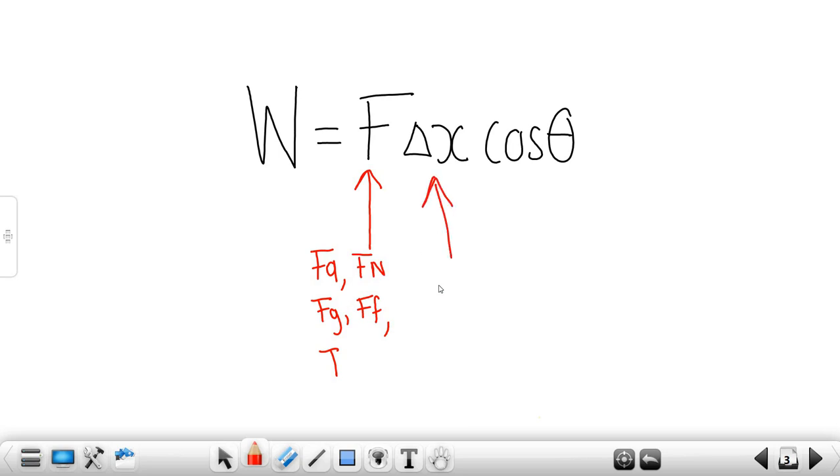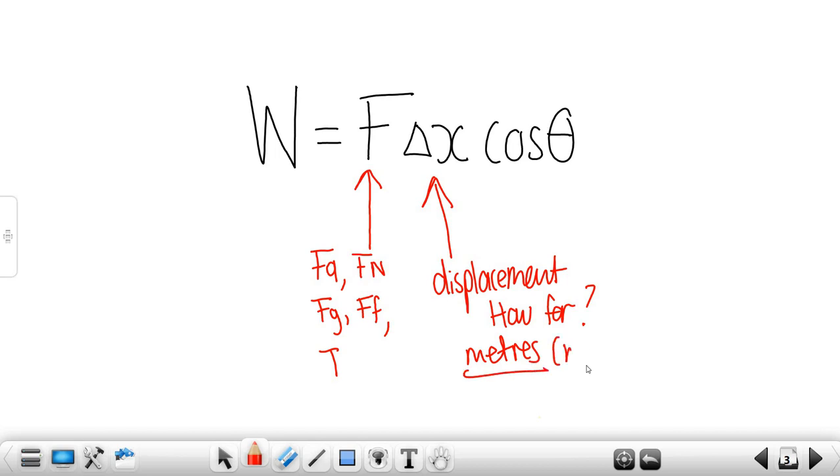The next part is this displacement. This displacement is how far did the object move? You need to locate that in the question, and it will most likely be given to you in meters, which is small m. Then now, this is the part that we need to tackle, the cos theta.